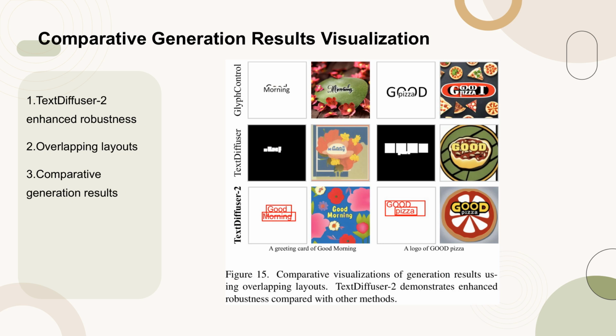Figure 15 presents comparative visualizations of generation results using overlapping layouts. The key highlight is the enhanced robustness demonstrated by TextDiffuser-2 compared to other methods. This figure serves to illustrate the effectiveness of TextDiffuser-2 in handling complex layout scenarios, providing a clear visual comparison of its performance against alternative approaches.